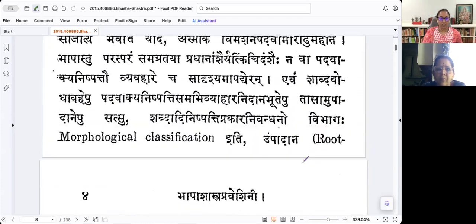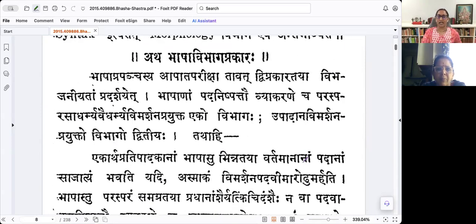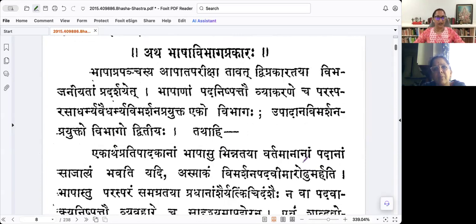Atha bhasha vibhaga prakaraha. Okay, classification, genealogical classification or morphological classification. So the classification of languages in general. Now, Bhasha prapanchasya apata pariksha tavat dviprakarakataya vibhajaniyatam pradarshayet. We understand that it can be classified in two ways. Apata pariksha. On a cursory glance, apatataya, on a very superficial level, we understand that the world of languages can be separated into two manners.